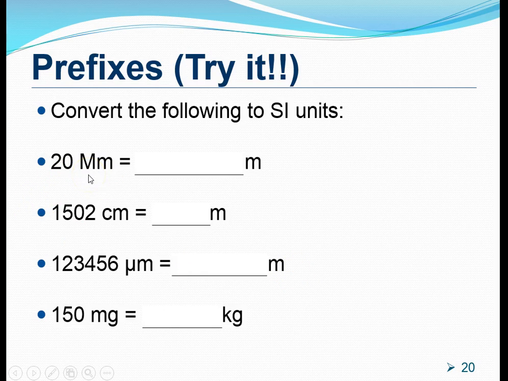Now, it's your turn. Why don't you try this? 20 megameters. This simply can be written down in terms of standard form as 20 multiplied by 10 to the power of 6. If we expand it, this is how it should look.